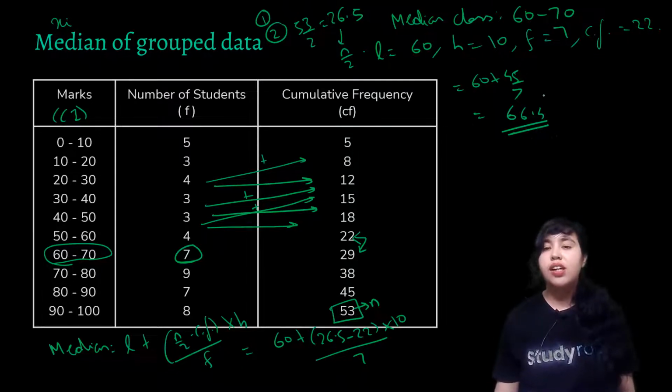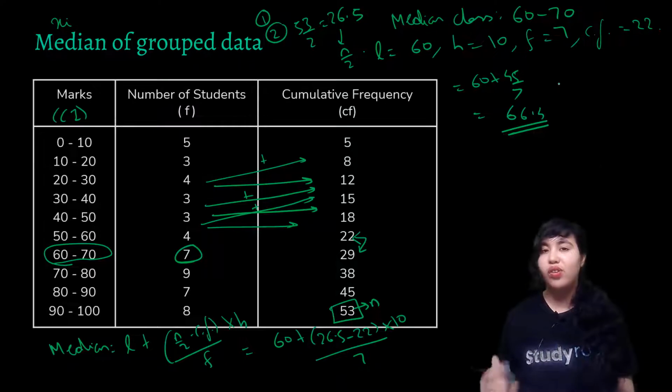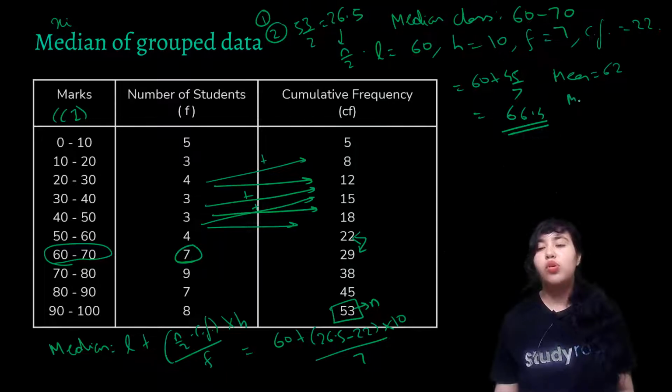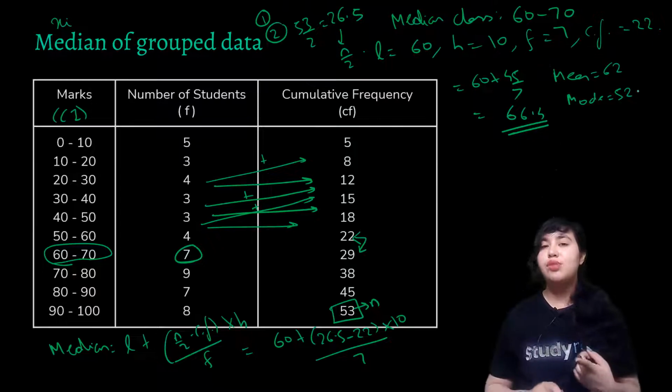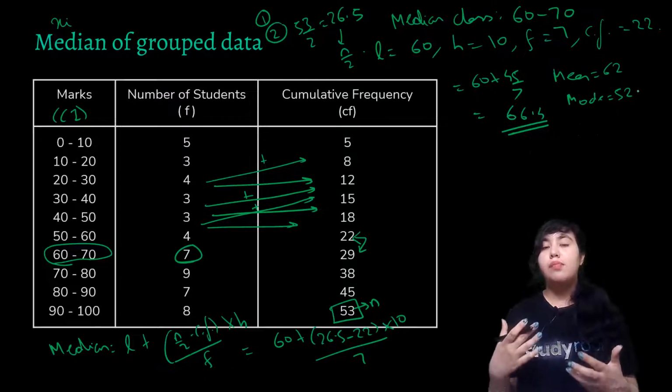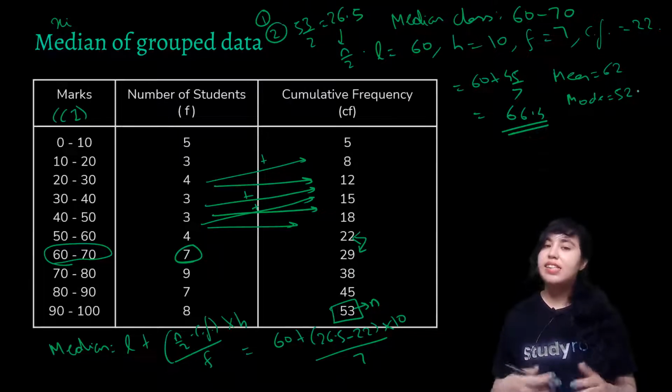So what does this mean? That half of the class got marks greater than 66.4, and the remaining class got marks less than 66.4. Okay, so if you remember, for the same class we've calculated the mean as well, 62, and the mode as well, which was 52. So now we can basically comment on three things for the class. What are the average marks of the class? 62. What is the maximum marks that the class has got? So maximum students got what marks? They got 52 marks, and then 50% of students got marks above 66.4, and the remaining got marks less than 66.4.